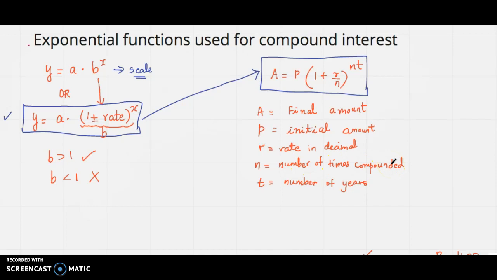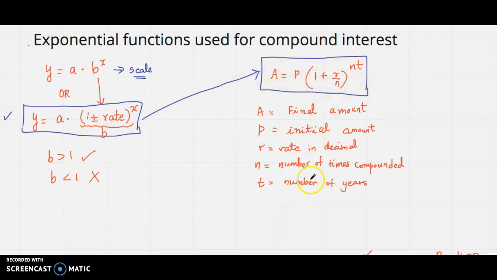That means some banks will give you the rate twice a year. Some banks will give it to you 3 times a year. Some banks will give it to you every month. Every month they will give you the rate. So that is called compounding. T is the number of years for which you put your money in the bank. So here I'm just introducing to you all the different new variables. It's basically the same exponential growth formula, but changed like that.